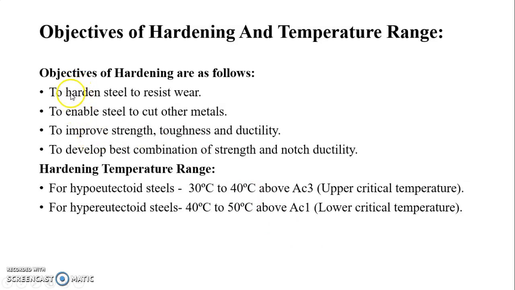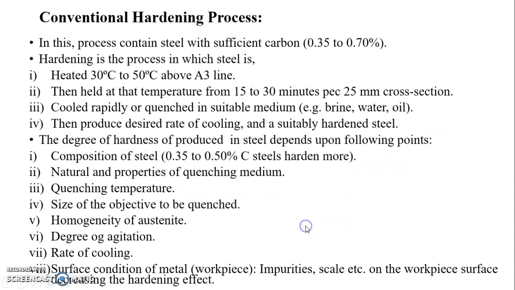First we see the objectives: to harden steel to resist wear, to enable steel to cut other materials, to improve strength, toughness and ductility, and to develop the best combination of strength and notch ductility. Then there are some temperature ranges for hardening. For hypoeutectoid steels, the temperature range is between 30 to 40 degrees Celsius above A3, the upper critical temperature, and for hypereutectoid steel the temperature is between 40 to 50 degrees Celsius above A1, that is the lower critical temperature.